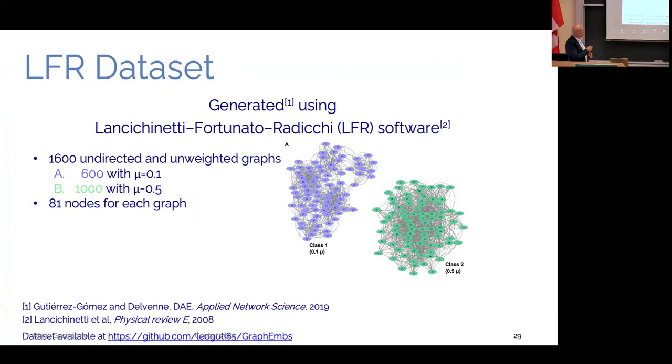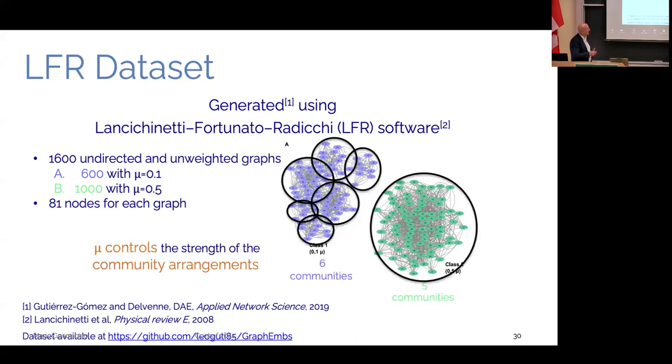We used a very simple data set. We used 1,600 networks, obtained by the generator by Lancichenetti, Fortunato, Radicchi. Santo is talking in the next days. This was a random graph generator used to test community detection algorithms. So it produces graphs that contain communities. You can fix the number of communities, the density of the edges that are inside, and the number of edges that are connecting the different communities.